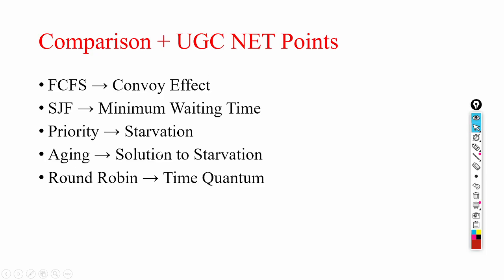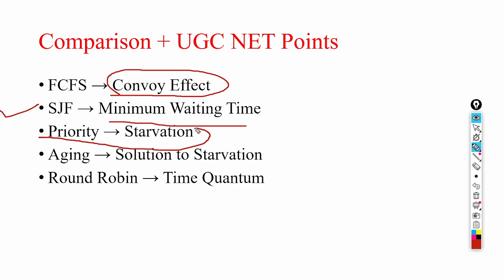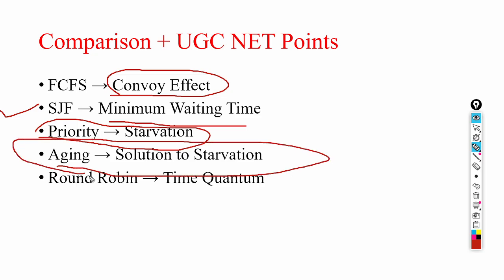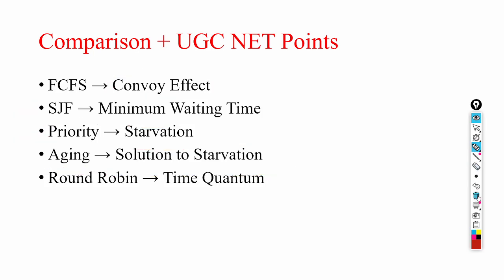There is a comparison for each of them. It is very important. Remember these 5 points carefully because they are frequently asked in UGC NET, TG SET and university examinations. If you are talking about FCFS, you immediately need to recall the convoy effect. SJF is the minimum waiting time. In priority scheduling, the problem is starvation, and the solution to starvation is aging. The round robin works based on a time quantum. So remember these 5 points.